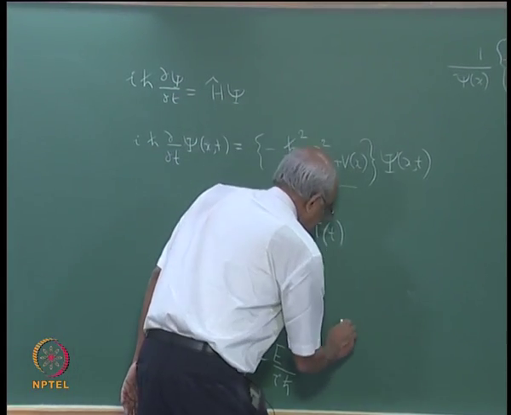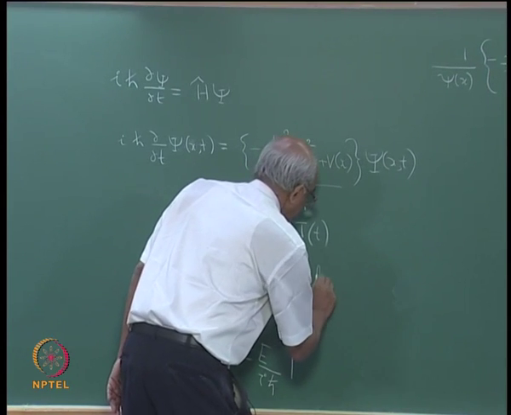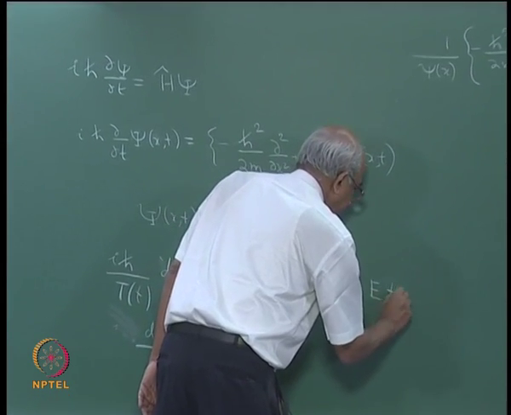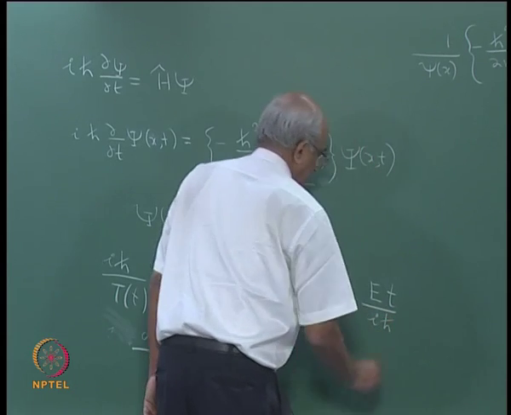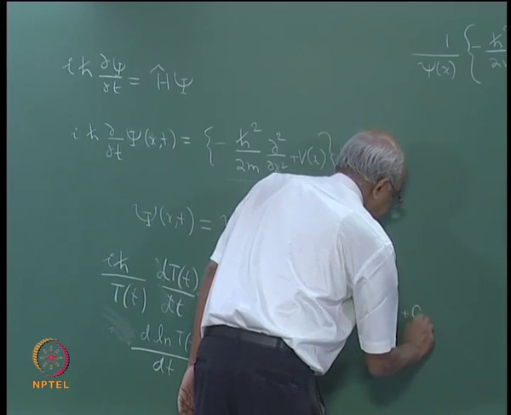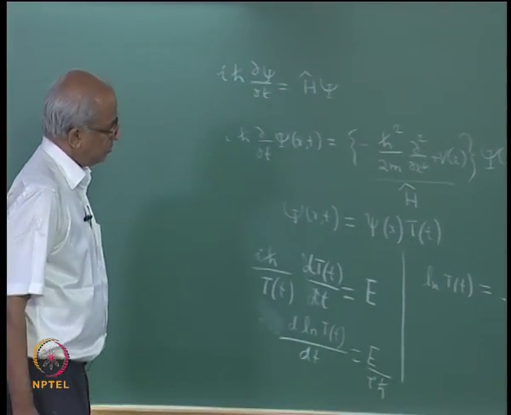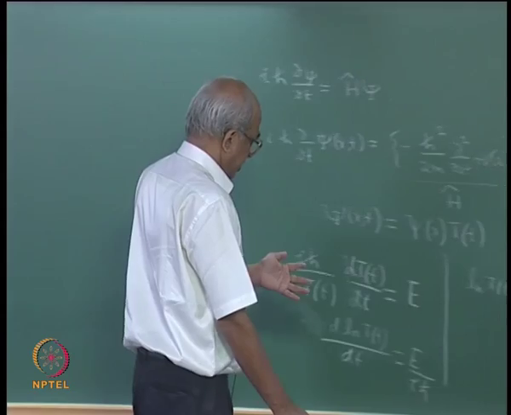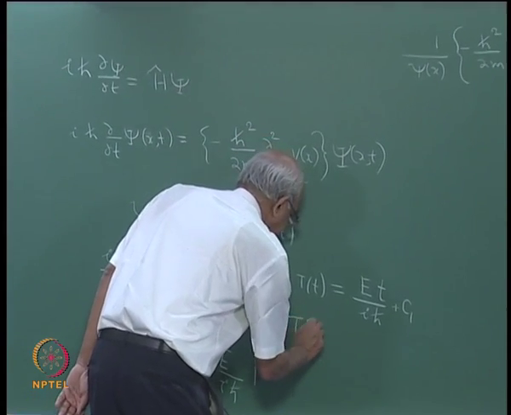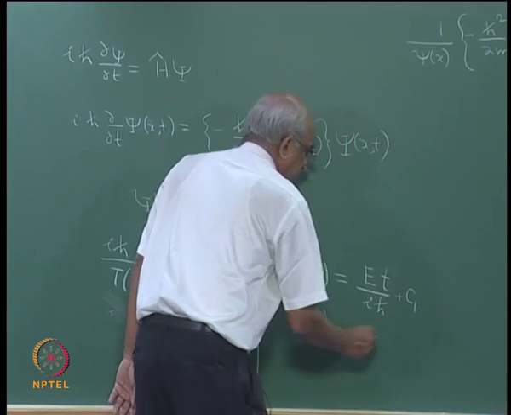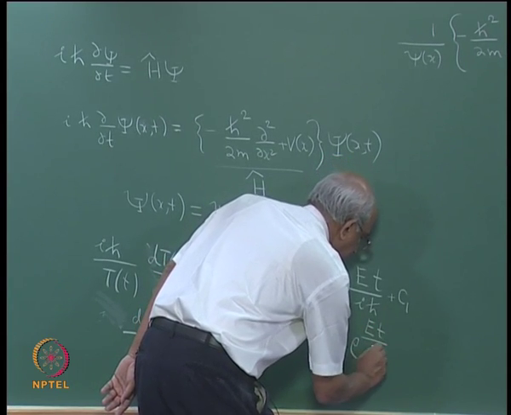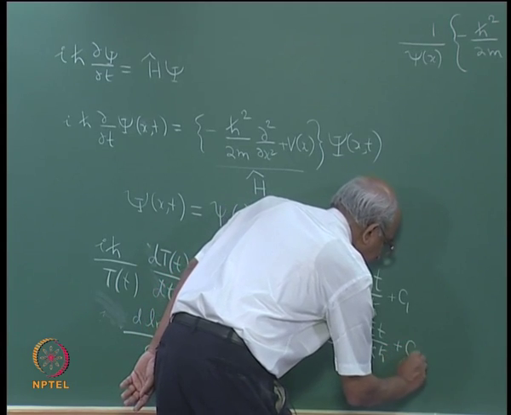If you integrate it, you are going to get ln T of t is equal to E into t divided by i h cross plus a constant of integration. That is what happens. I mean, there is a simple differential equation. If you multiply by dt and integrate, this is what you are going to get, and taking exponentials of both the sides, you are going to get capital T of t to be equal to exponential of E t divided by i h cross plus C1.